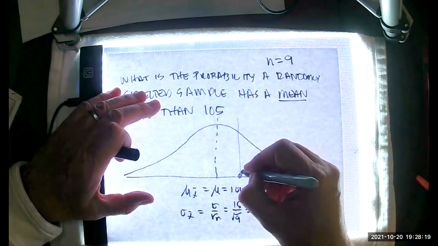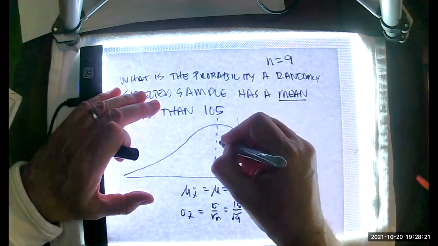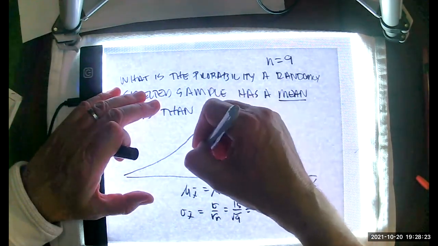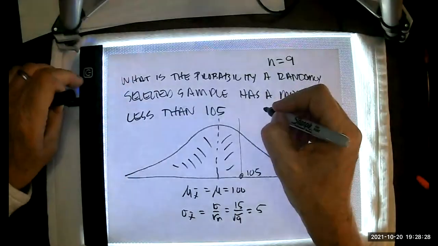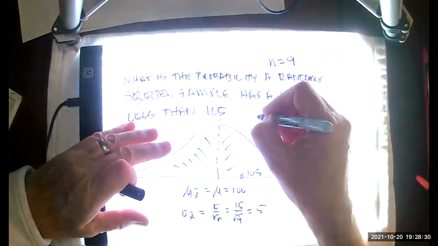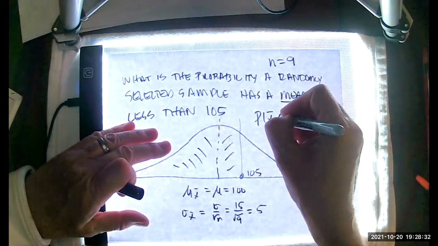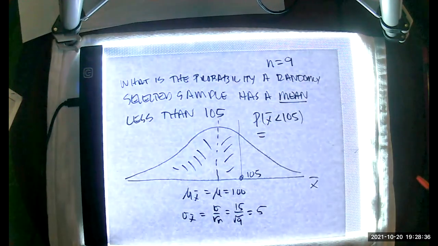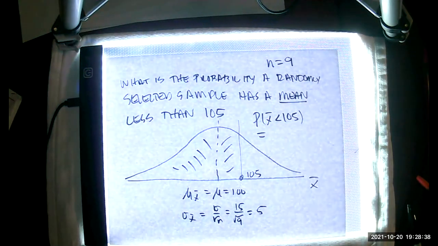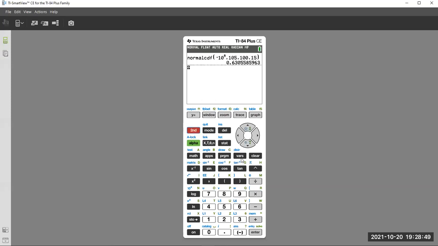I still have an area. There's 105 right there. I'm still interested in that area there, but my notation's a little bit different. We're looking for the probability that x bar is less than 105. Let me jump back over to my calculator.